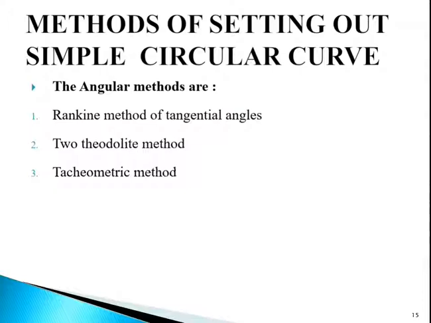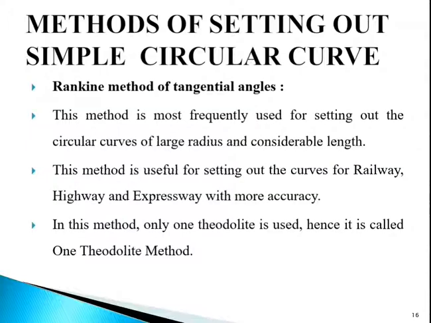First one is the Rankine method of tangential angle, or it is also mainly known as the Rankine method. Second one is the two theodolite method, and third one is the tachometric method. So let us understand each and every method in detail. We are going to learn the Rankine method of tangential angle first.